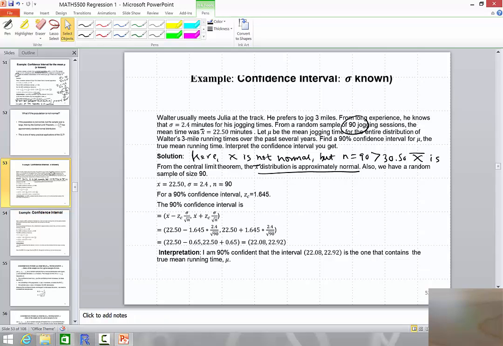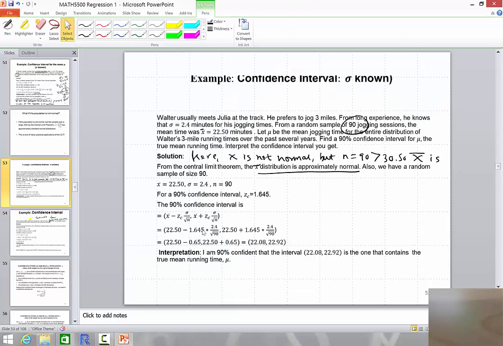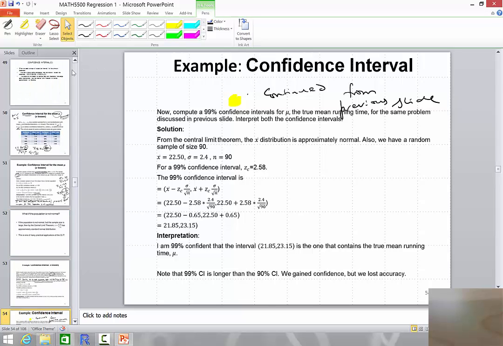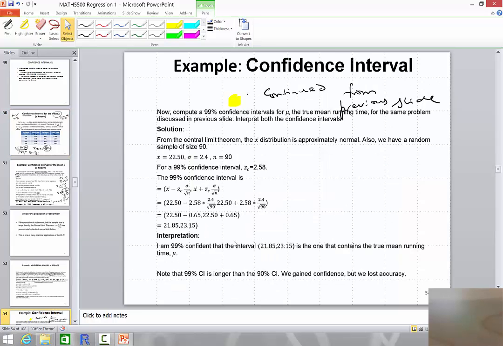Now this is slide 53. In slide 54, we compute a 99% confidence interval. Everything is the same, continued from the previous slide. Here we had the 90% confidence interval, and here is the 99% confidence interval. 99% means Z critical is 2.58, right? Everything is the same, and you find the confidence interval and then do the interpretation.